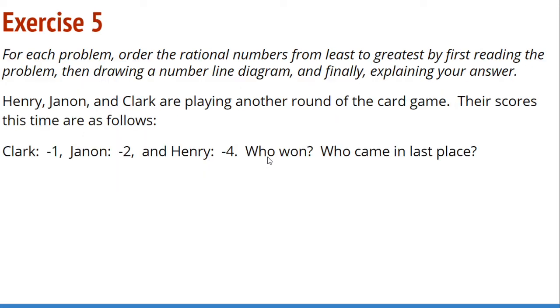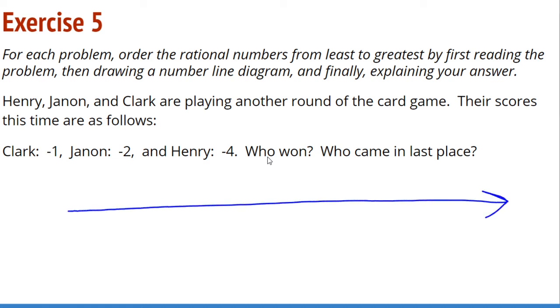All right, looking at exercise 5. For each problem, we are going to order the numbers from least to greatest. We're going to read the problem, draw a number line, and explain our answer. Henry, Janan, and Clark are playing another round of the card game. Their scores this time are as follows. Clark at -1, Janan at -2, and Henry at -4. Who won and who came in last place?